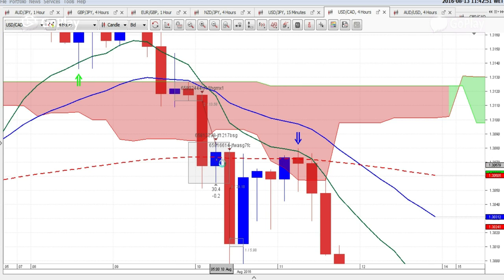on 4H, and I took another trade based on that candle, as you can see, and that was another 30 pips, and it went well as well. Good.